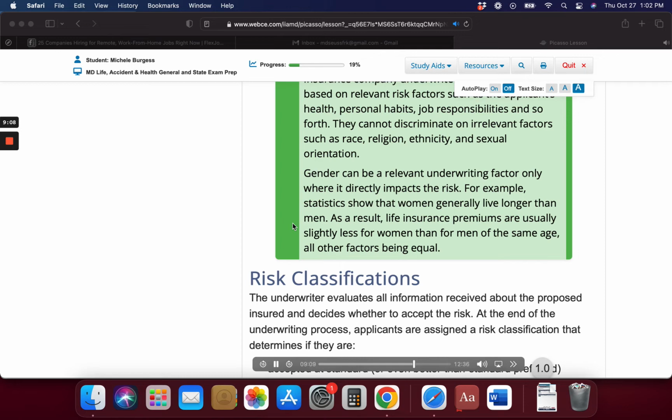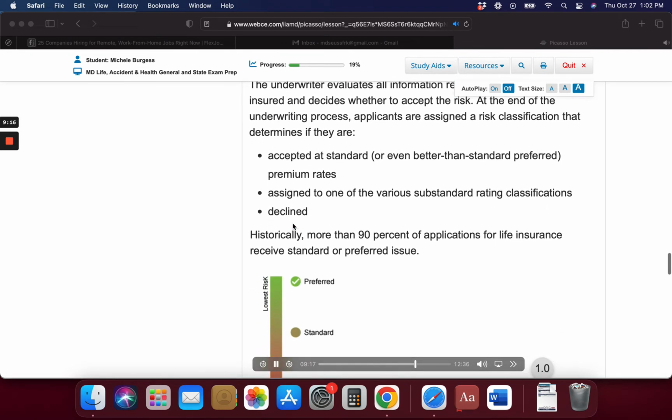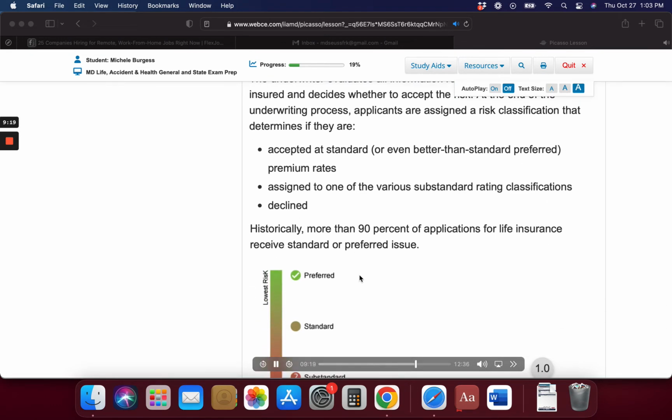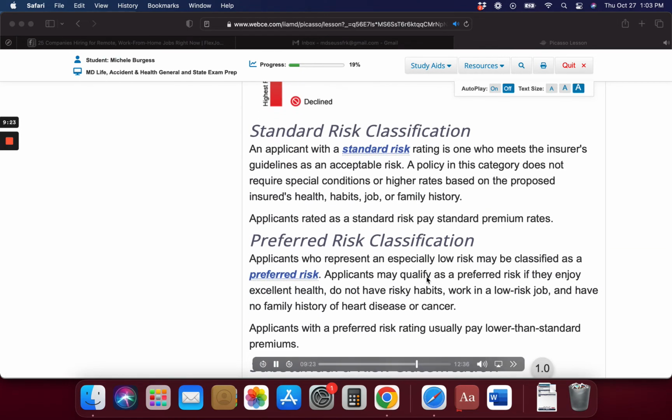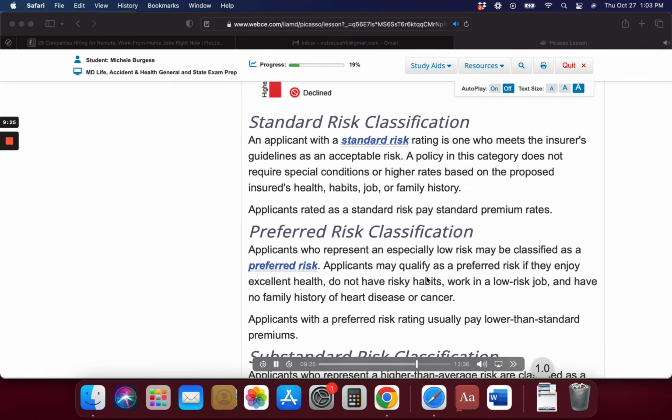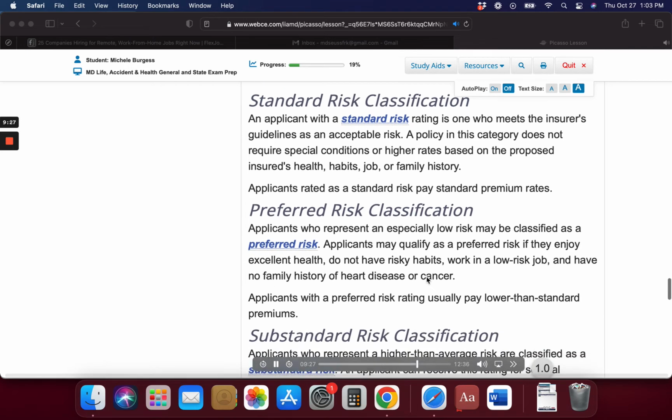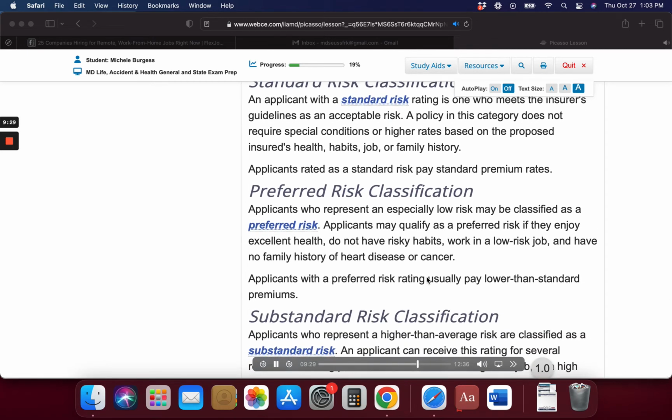Standard risk classification. An applicant with a standard risk rating is one who meets the insurer's guidelines as an acceptable risk. A policy in this category does not require special conditions or higher rates based on the proposed insured's health, habits, job, or family history. Applicants rated as a standard risk pay standard premium rates.